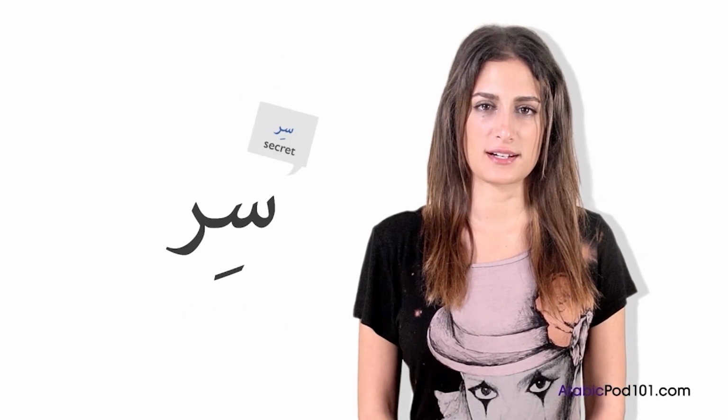Now let's learn some words using these 2 letters and the letters we learned before. First we have sir, meaning secret. Sin is in the initial form with a kasra beneath, connected to ra in the final form. Here's how to write it. Sir.